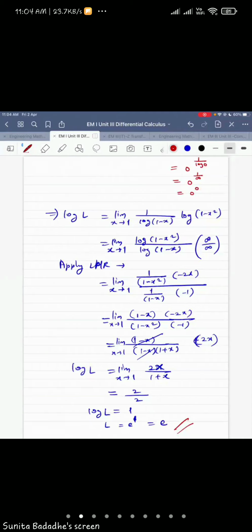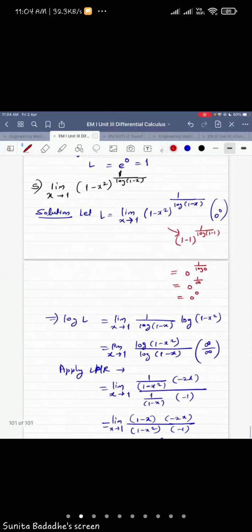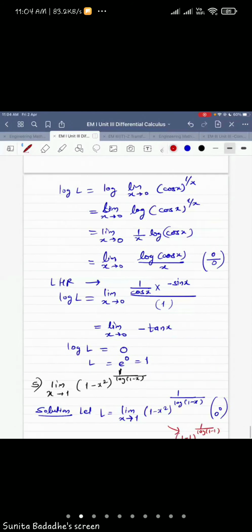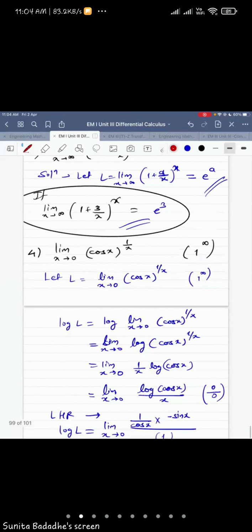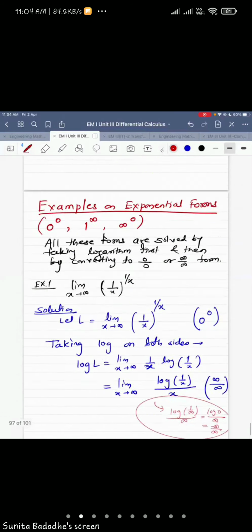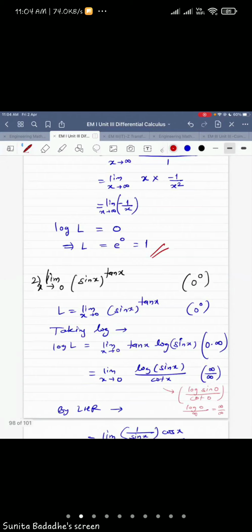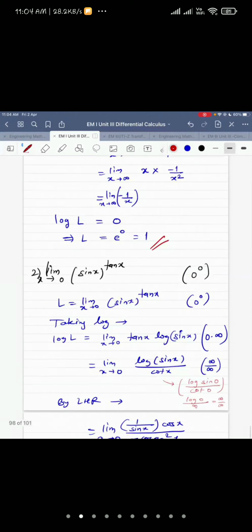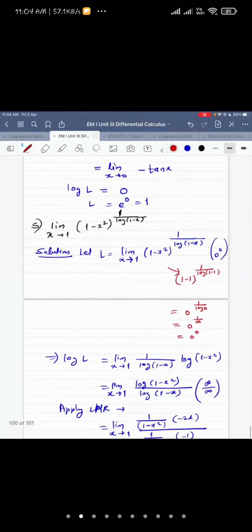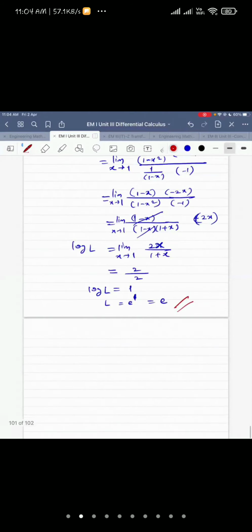Okay. Now, which form is left? We have seen 0 raised to 0, 1 raised to infinity. I think infinity raised to 0 is remaining. For infinity raised to 0, let me check whether I have any question with me. But the procedure is same, students. Let it be. Yeah, I have a question. Okay.